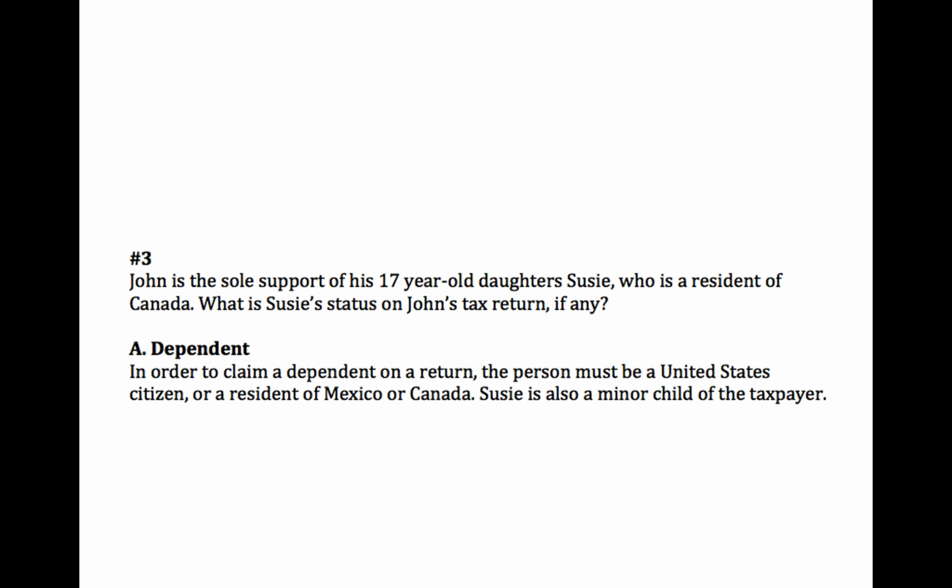3, John is the sole support of his 17-year-old daughter, Susie, who is a resident of Canada. What is Susie's status on John's tax return, if any? Now, this is a little bit of a twist because the daughter is a resident of Canada, which might make you think that she cannot be a dependent, but she actually can. In order to claim a dependent on a return, a person must be a U.S. citizen or a resident of Mexico or Canada. And she's also a minor child, being 17 years old. So that part was a little easier. It's the Canadian part of the question that may throw you.